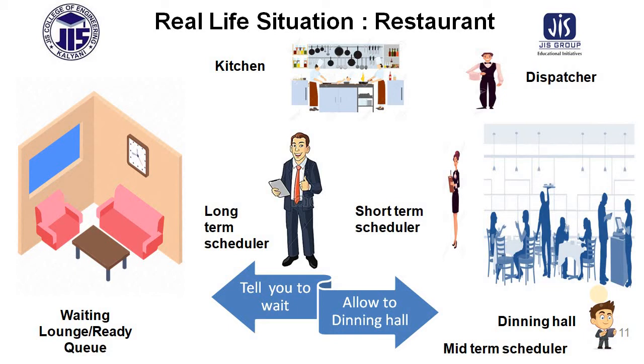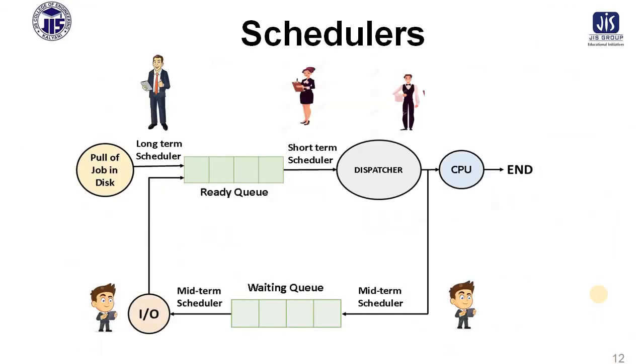So these are the persons already working in the restaurant. Similarly, this person with break time is the long-term scheduler. The lady standing here is the short-term scheduler. This is the dispatcher program. This is the midterm scheduler. So these are the things occurring in our operating system.